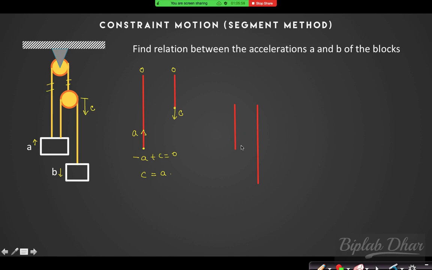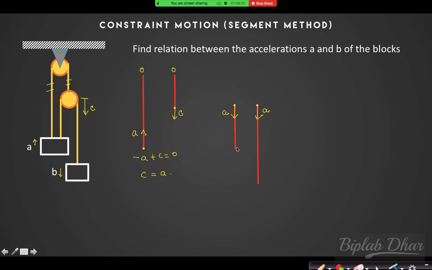Now in the second string, there are 4 segments. Let us first come to the topmost point of the two segments. That's C downwards, minus C. Both are A downward, can I say? Because A is equal to C. Yes, sir.